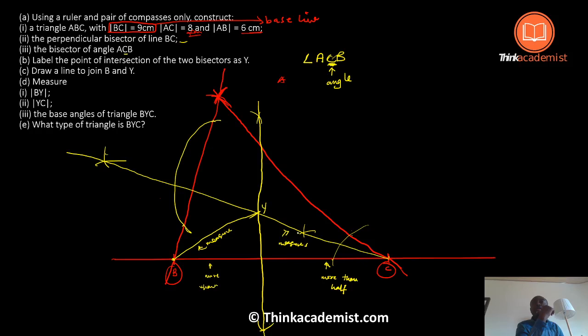And then the base angle of the triangle, BYC. So as I said, the angle will be at what? Y. Location Y. So it means you put your protractor here. This is the baseline, so the protractor will be here. And then you measure it.